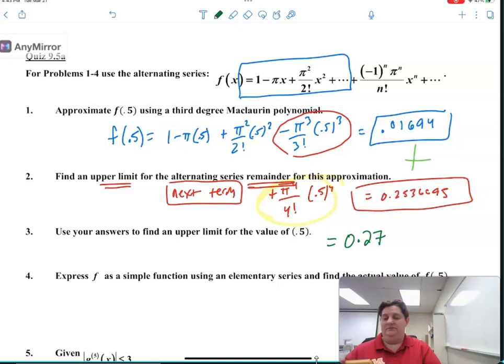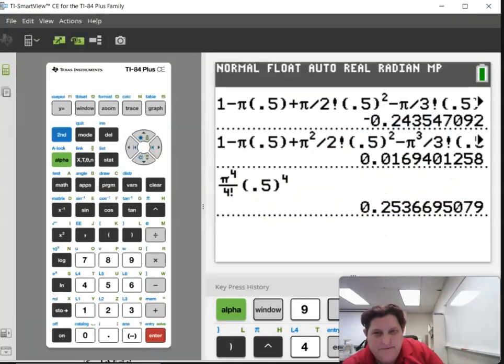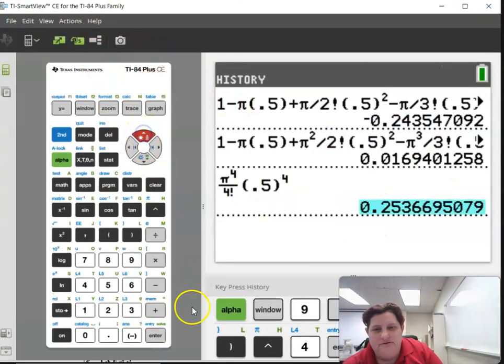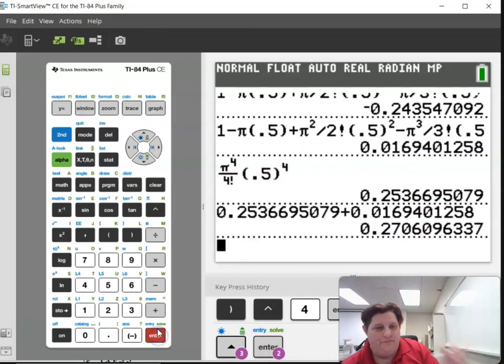I don't think I used enough decimals. All right, I was trying to do this fast, but guys, there is no doing this fast. Okay. All right, so let me go back to my TI equation over here. And it's just easier to do it this way. I'm just going to go that plus that. Okay? All right. So I get 0.6096337. So that's my upper limit for my value of f of 0.5.